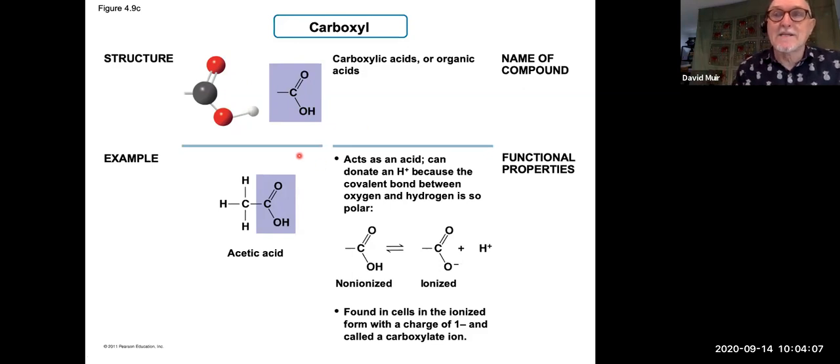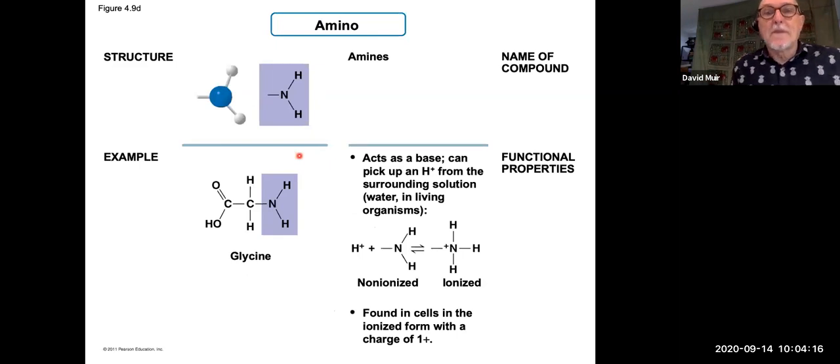Okay, the OH was alkali. Carboxyl groups impart acidic character. Okay. This is an important group.